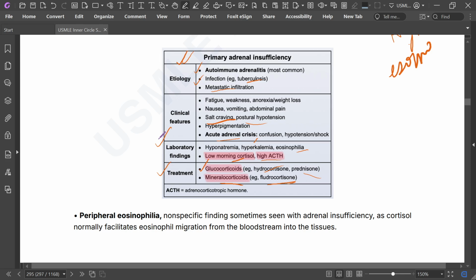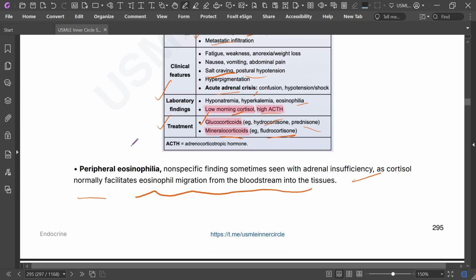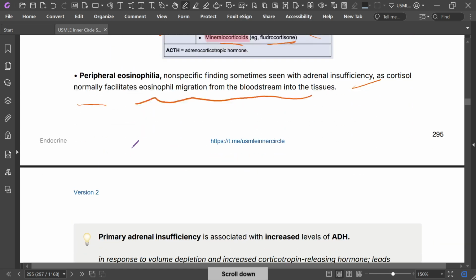Peripheral eosinophilia is a non-specific finding, sometimes seen with adrenal insufficiency, as cortisol normally facilitates eosinophil migration from the bloodstream into the tissue.